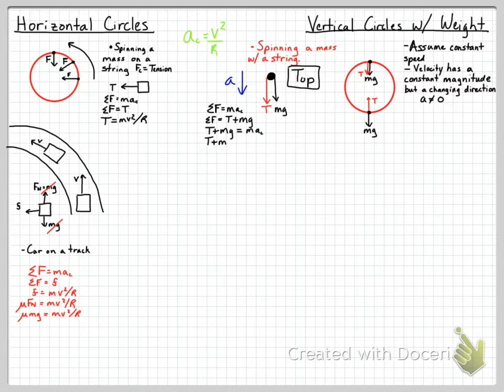Now knowing that centripetal acceleration equals v squared over r, we can substitute in v squared over r for the centripetal acceleration. And therefore tension plus weight will equal mv squared over r, just like we did earlier. But this time we have to recognize that there are two forces causing the acceleration toward the center.